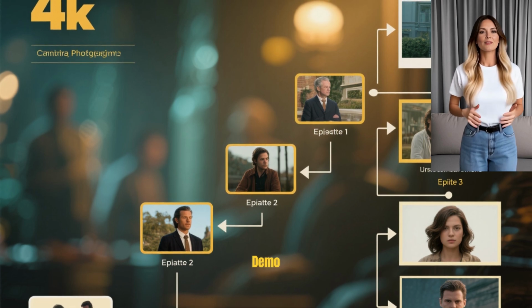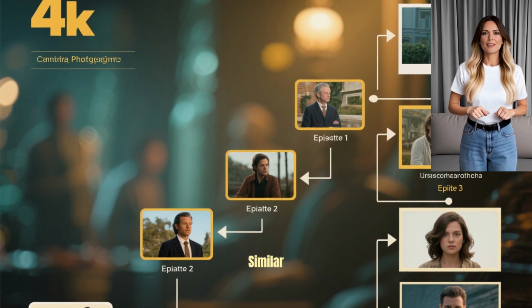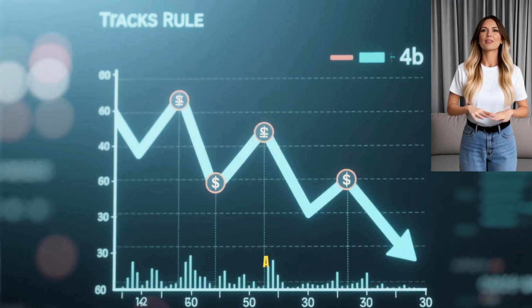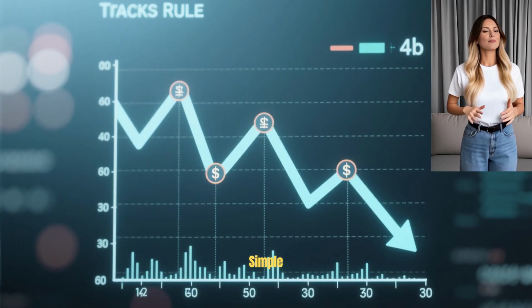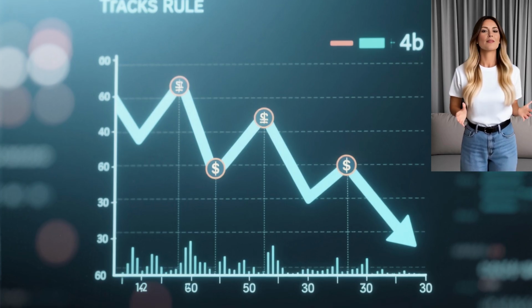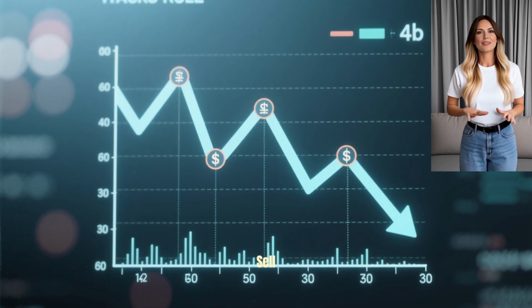For this demo, I'll use Pionex for its simplicity. But the steps are similar on other platforms. A trading bot is just a set of rules. Let's start with a super simple one. If the price goes down by 2%, buy. If it goes up by 2%, sell.